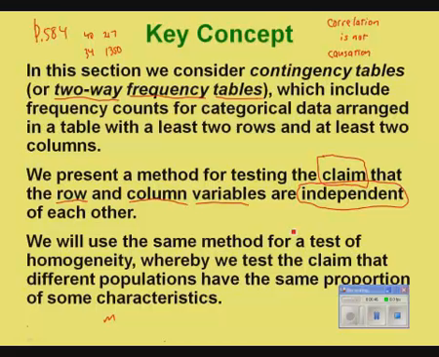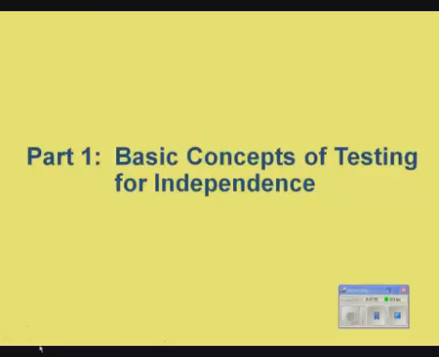It says we will use the same method. Now you can X this out. This is part 2. We're not going to do homogeneity. What is it? It's whether we test that the different populations have the same proportion. But I'm going to stay away from that. We don't need that. Okay, so we're only going to do part 1. Basic concepts of the testing for independence.